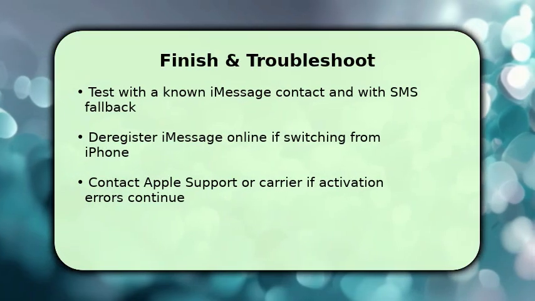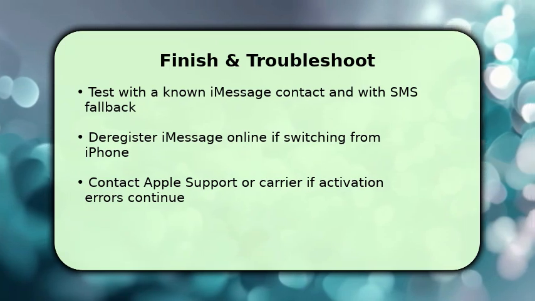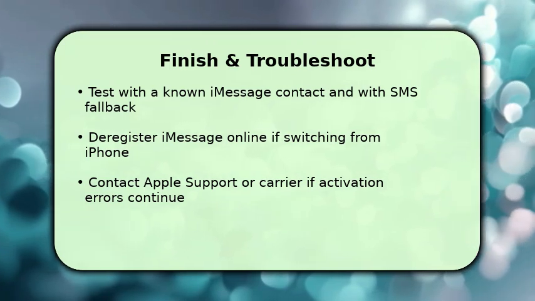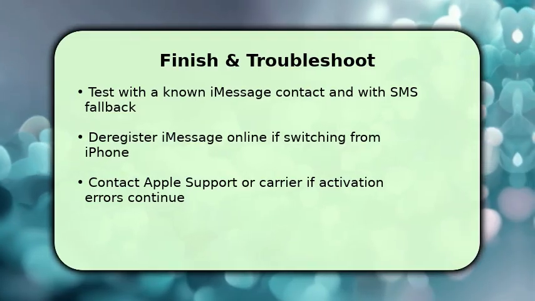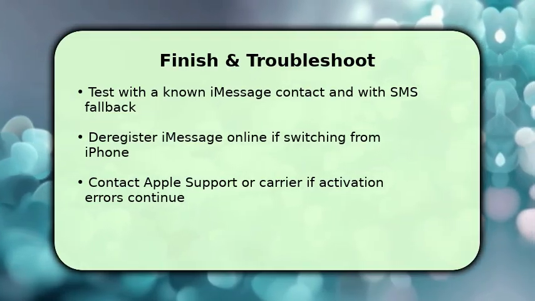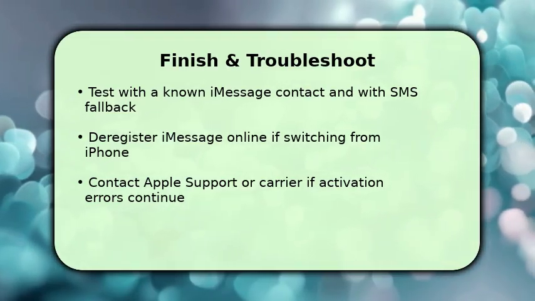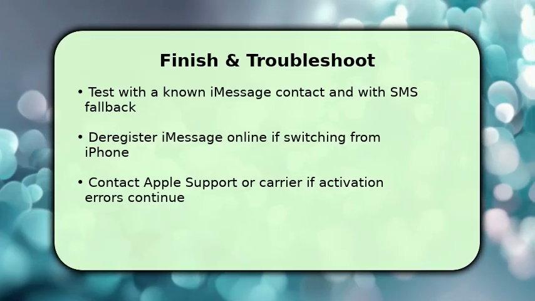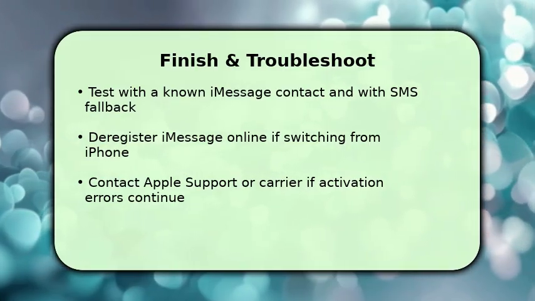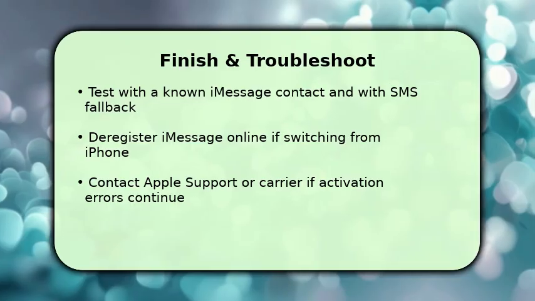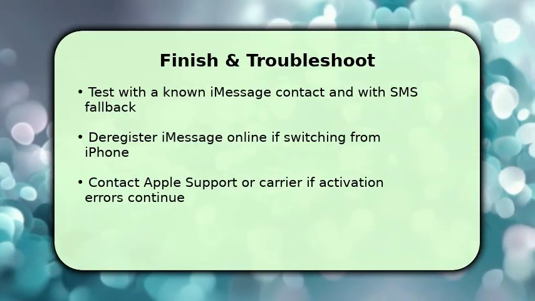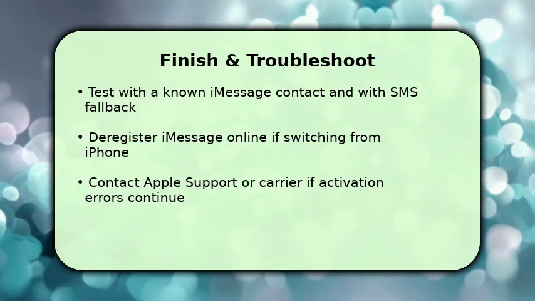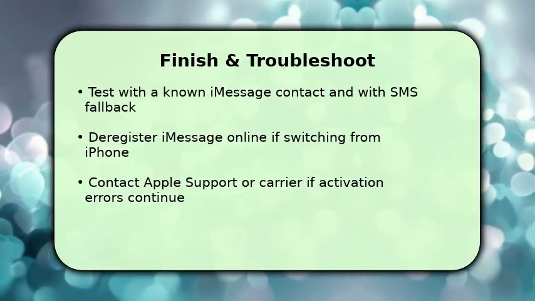Finish by verifying behavior. Ask a friend with iMessage to send one, then test SMS fallback by disabling iMessage temporarily. If you moved off iPhone, deregister iMessage online so messages route via SMS. If activation errors or delivery failures remain, gather error messages and account details, then contact Apple support or your carrier because sometimes server-side fixes or provisioning resets are required.